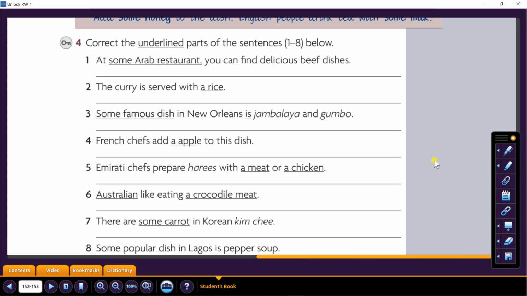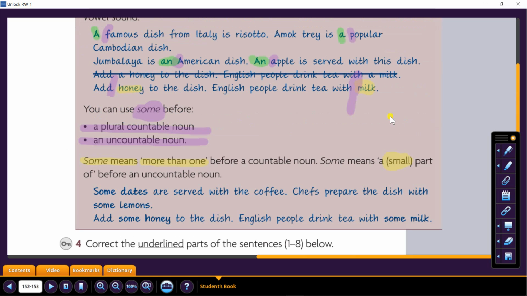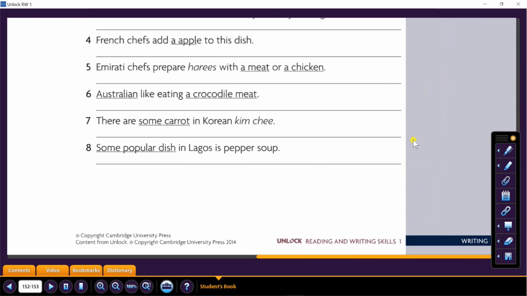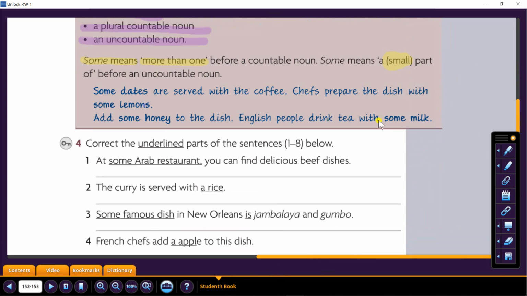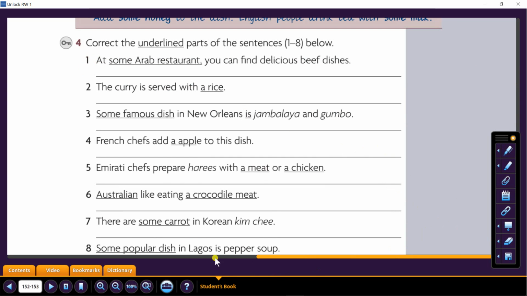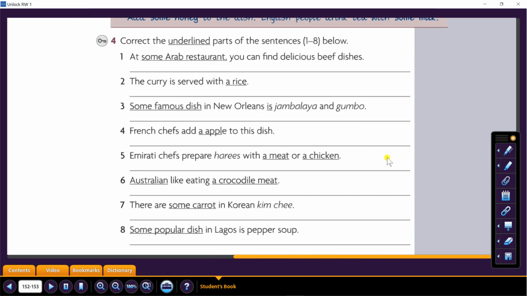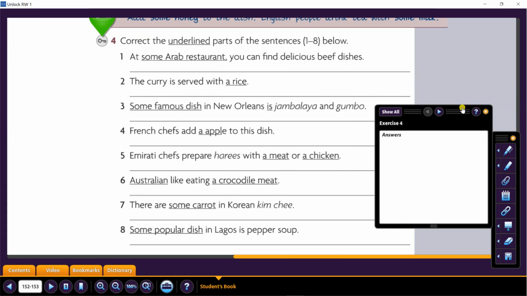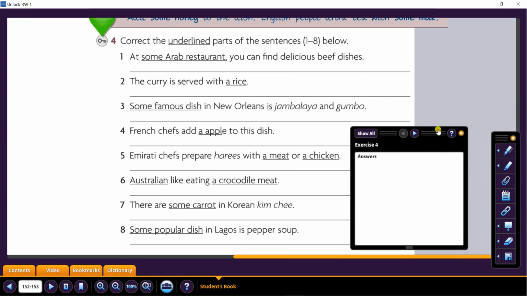Okay, ladies, take like 5 minutes maximum to do task number 4, which says correct the underlined parts of the sentences 1 to 8 below. Here are some underlined parts. Try to correct them according to this rule. Pause the video. Try to deal with this task. Try to answer and correct the underlined terms, and then come back again to see if your answers were correct or not.